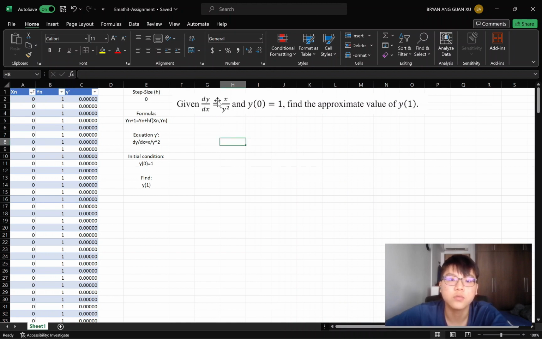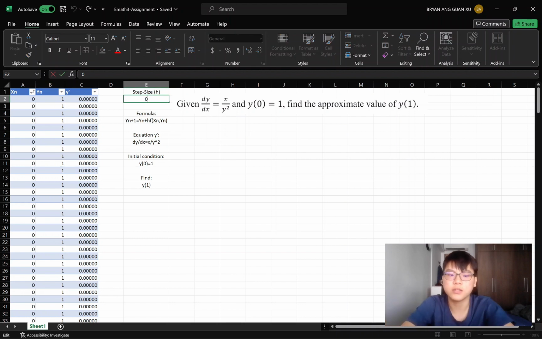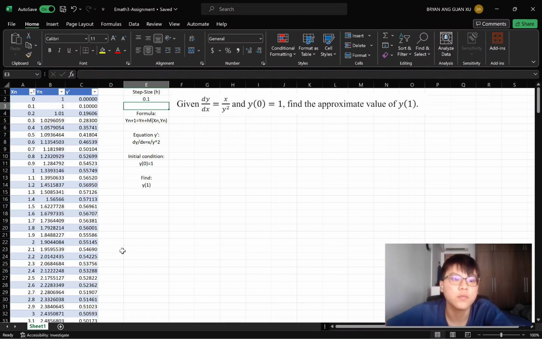The next thing we must do is to set our step size. So I'll set it to 0.1. This will give us all these values here. X is basically the increment of our step size. But this y is basically our formula here.